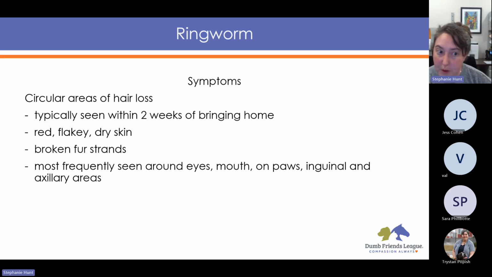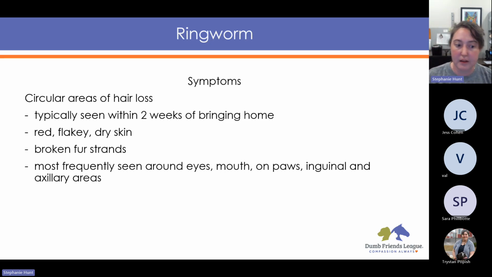So symptoms for ringworm, you're going to see circular areas of hair loss. Typically, we see signs or symptoms within 2 weeks. So that's one of the reasons why we recommend quarantining your fosters for those first 2 weeks in the home. You're going to see red, dry, flaky skin. You're going to see broken fur strands. So that means it's kind of bristly because the fur has broken off because it was weakened by that ringworm infection. Most frequently, we're going to see those areas of hair loss around the eyes, around the mouth. It can be on the toes or the paws, or you can see it in the armpit or the inguinal or groin areas.